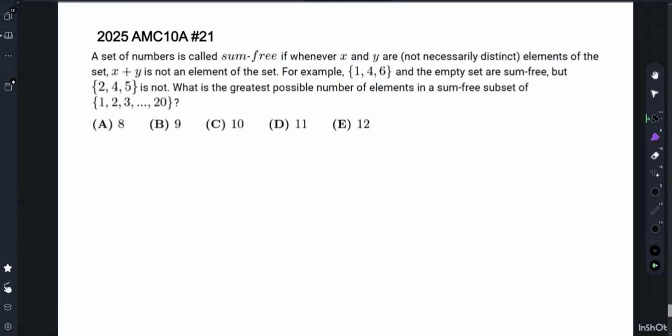Hello guys, so you're going to the 2025 AMC10A Problem 21. A set of numbers is called sum free if whenever x and y, not necessarily distinct, are elements of the set, x plus y is not an element of the set. What is the greatest possible number of elements in a sum free subset of 1 to 20?